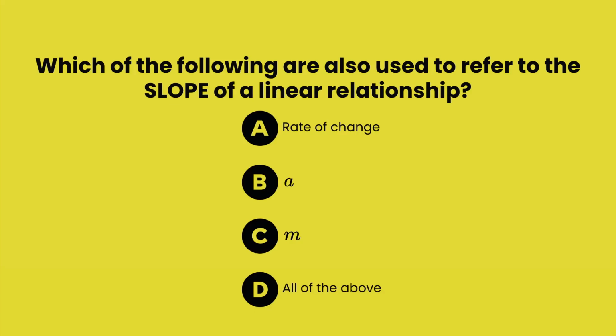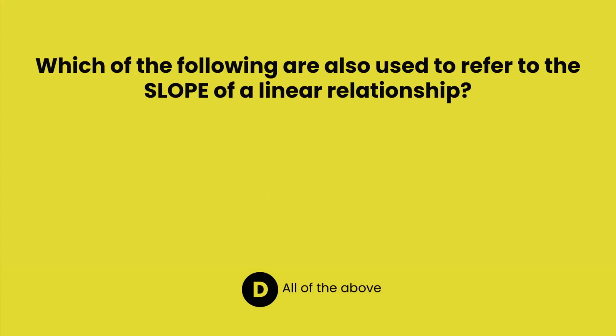All right, another question. Which of the following are also used to refer to the slope of a linear relationship? Is it rate of change, A, M, or all of the above? If you guessed D, all of the above, you're correct.